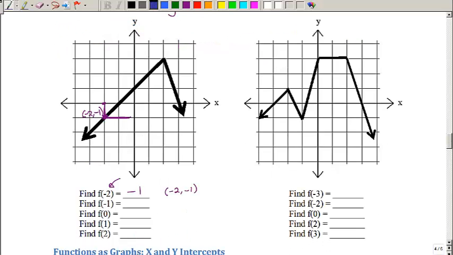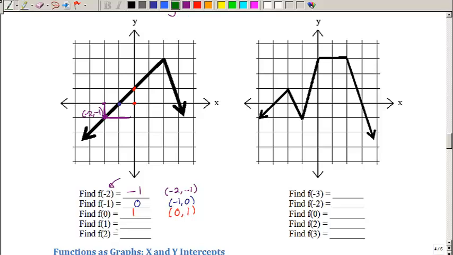Next, I'm looking for f of -1. So I go to the x-axis at -1 and I look for the graph's corresponding y value. The corresponding y value there is 0. The coordinate point there is (-1, 0). Next, if I'm trying to find f of 0, I go to the 0 coordinate on the x-axis and I look either up or down to find the y-coordinate when x is equal to 0. And that value is 1. The ordered pair associated is (0, 1).